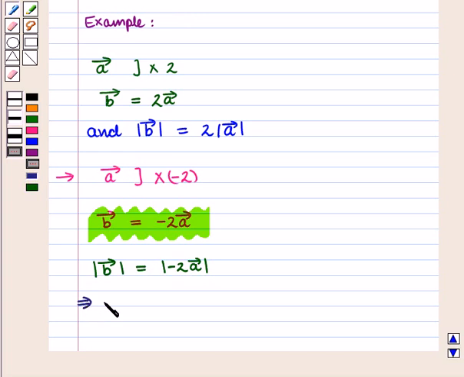Which implies that magnitude of vector B will be equal to 2 into magnitude of vector A, because absolute value of minus 2 is equal to 2. Now let us see it with the help of a figure.